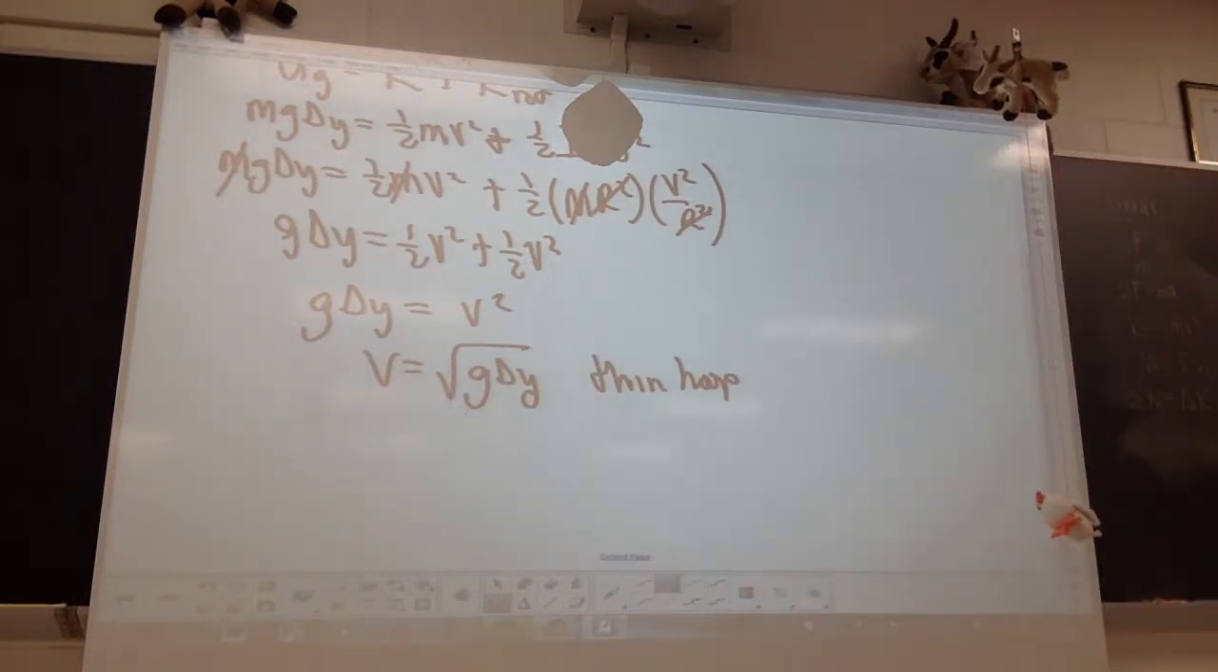Why is this? Omega squared. And so I'm substituting in V over R for omega. So V over R squared. So you square the V and you square the R. Omega is V over R. Okay, got it? Yep.